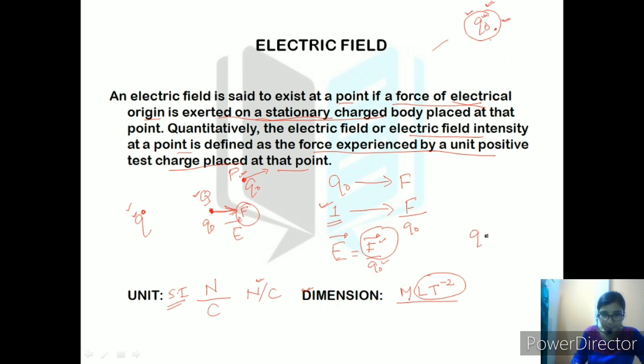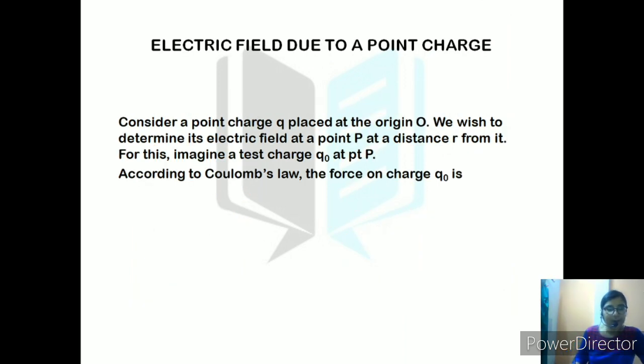What is the dimensional formula of charge? I think you all remember this from your class 10 knowledge. Charge is current into time. The dimensional formula of current is ampere, A, and time is represented as capital T. So the dimensional formula will be A into T. So here you'll have M L T to the power minus 3 A to the power minus 1. Am I clear?